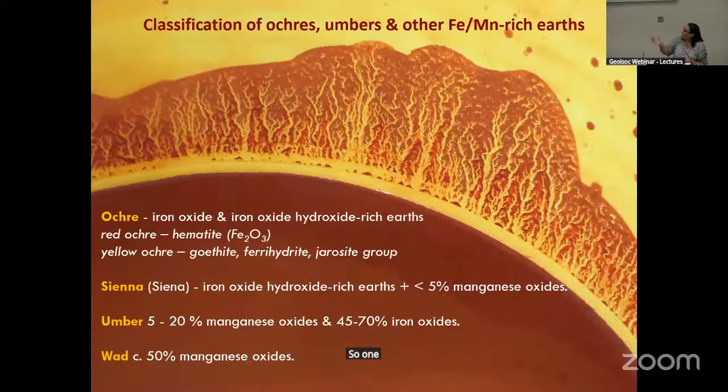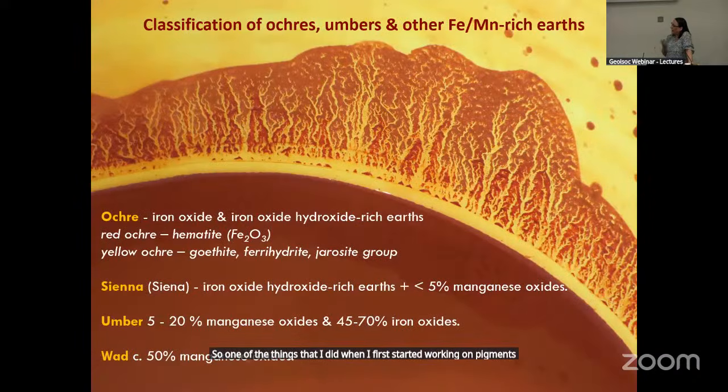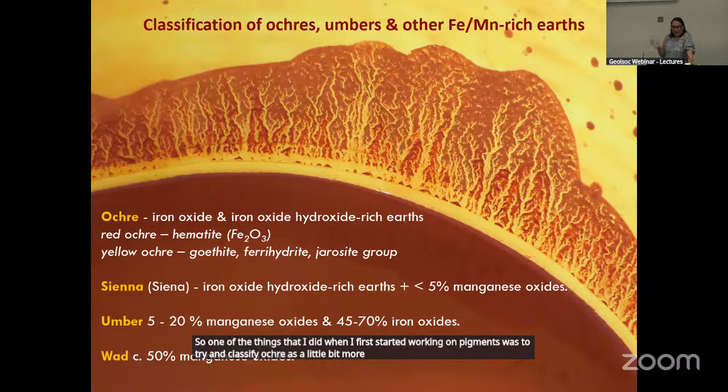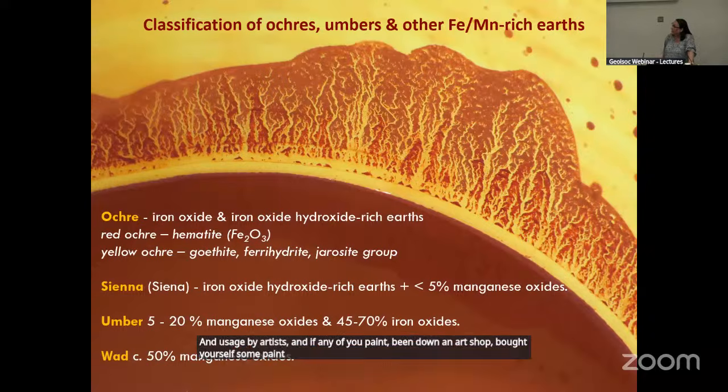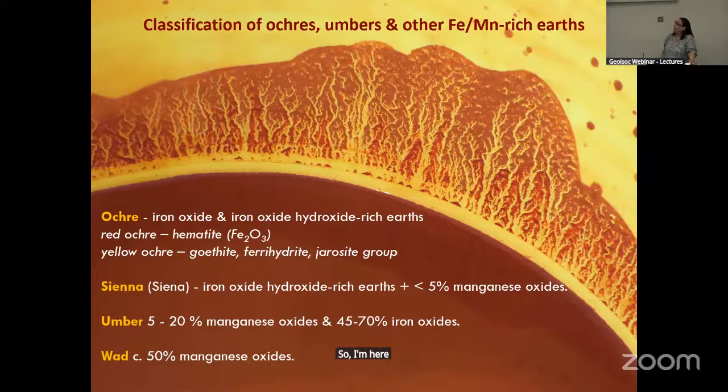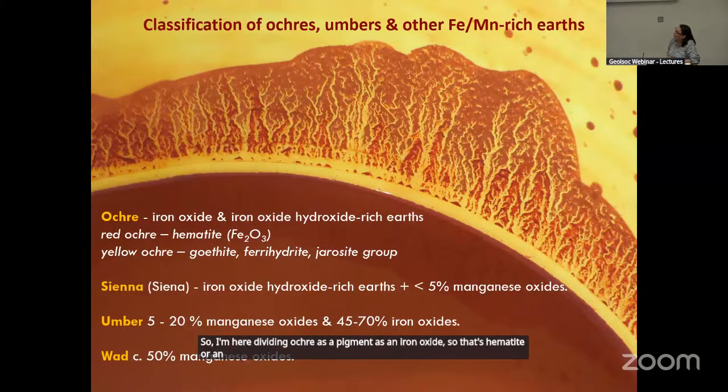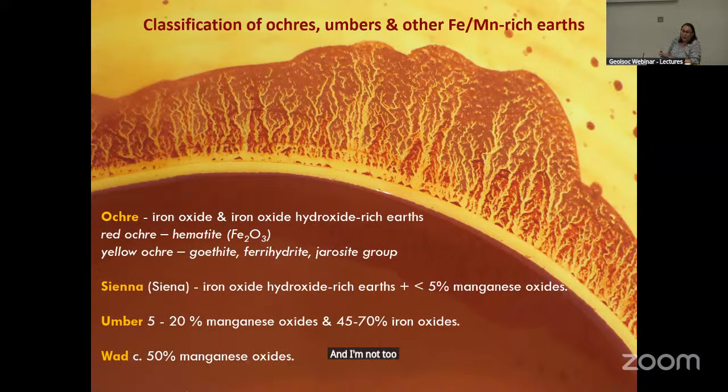So one of the things that I did when I first started working on pigments was to try and classify ochres a little bit more helpfully and bridge these gaps between geological usage and usage by artists. And if any of you paint, been down an art shop, bought yourself some paint, you'll see that these, or at least the top three, may be familiar names to you. So I'm here dividing ochre as a pigment as an iron oxide, so that's hematite, or an iron oxide hydroxide, which is goethite, rich earth. And I'm not too bothered about its geological environment at this stage.